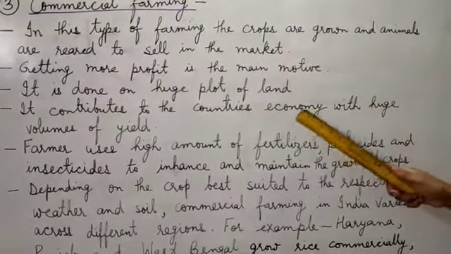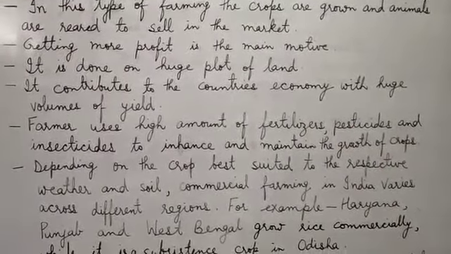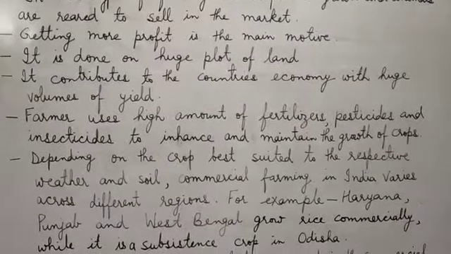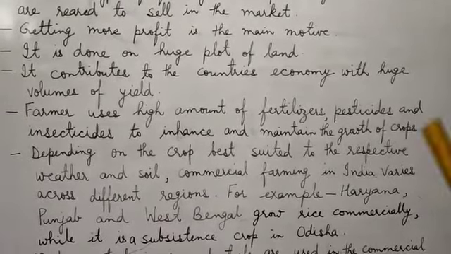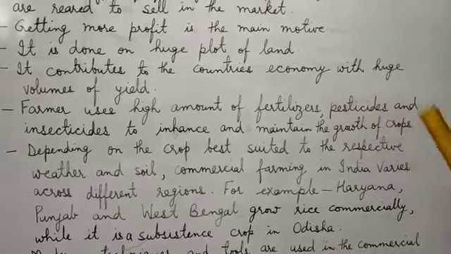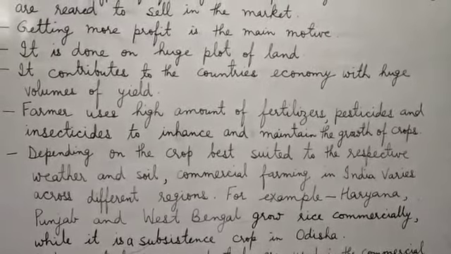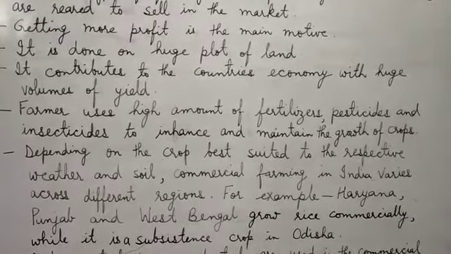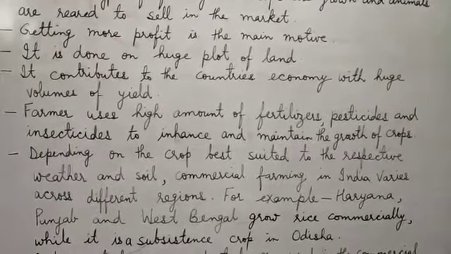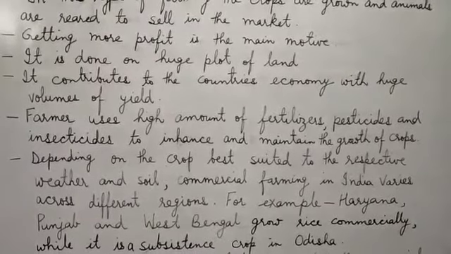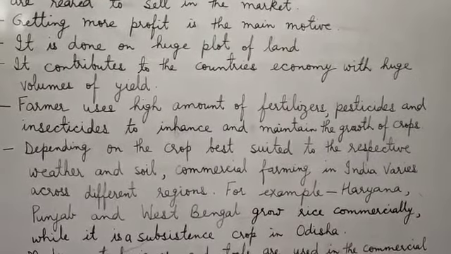It is done on a huge plot of land. So the plot size is very, very big in commercial farming, just the opposite of intensive subsistence farming. This contributes to the country's economy with a huge volume of yield. This is the specialty of commercial farming in India. In fact, the crops grown commercially in India are used as export items across the world.